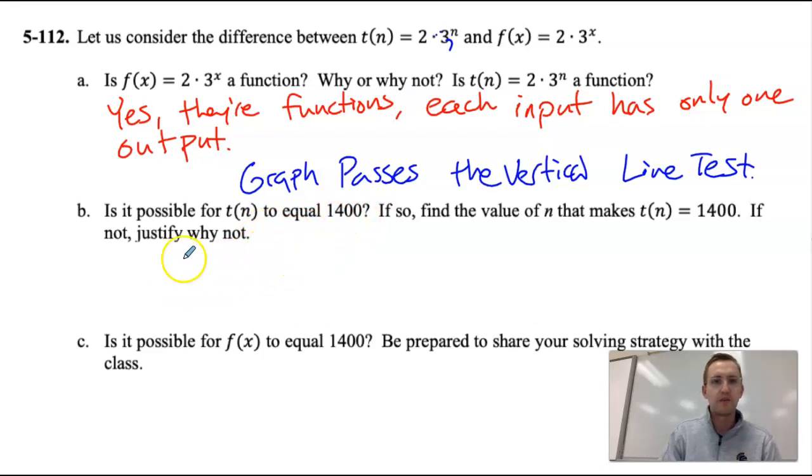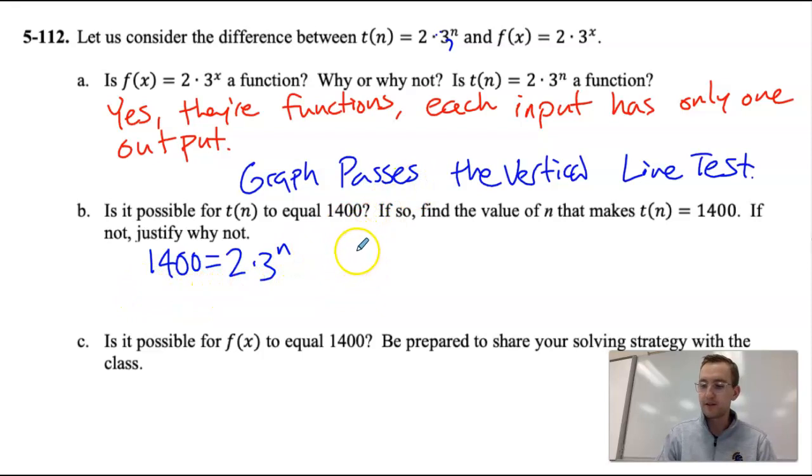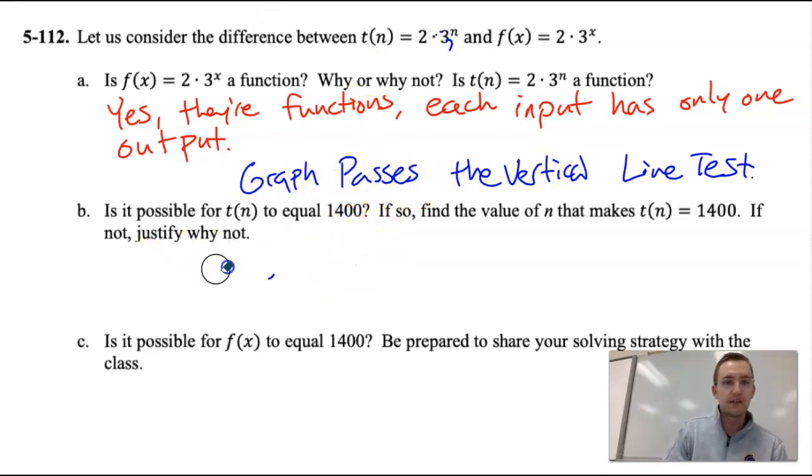So in this case, 1400 equals 2 times 3 to the n. This is going to be a little tricky. I don't know if we can actually solve this yet. We might not be able to until we get to Algebra 2 in a couple years. So instead, let's do a little guessing and checking here. Instead of trying to solve this, let's plug in a couple of values for n that are going to get us in the ballpark.